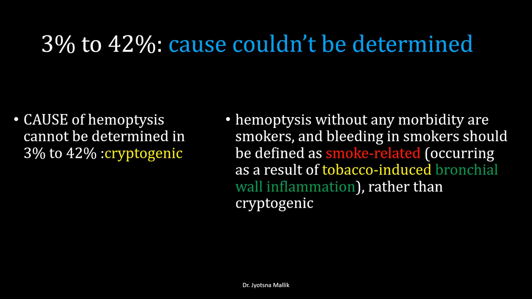The worst thing is that in 3 to 42%, we couldn't find any cause, and such cases are called cryptogenic hemoptysis. If we are not able to find the cause of hemoptysis, there is no comorbidity and the patient is a smoker, it is called smoking related rather than cryptogenic, because tobacco induced bronchial wall inflammation is very common.